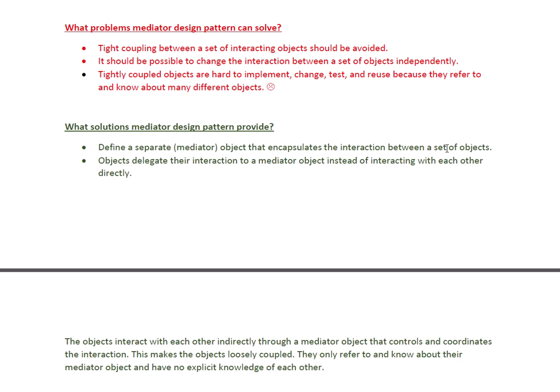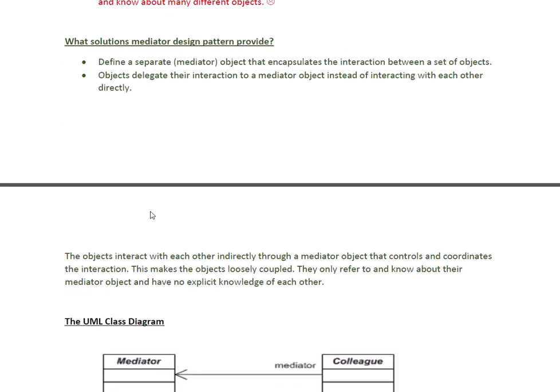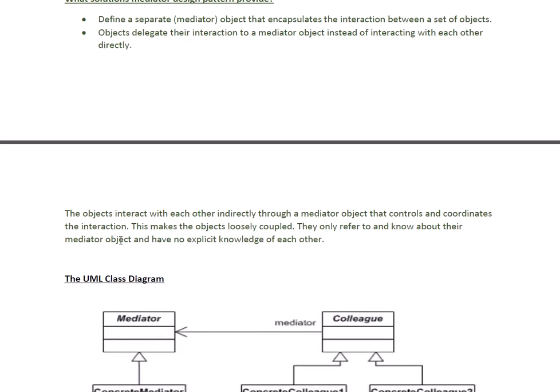How it is going to happen, I'm going to show you with a code example. Okay, so objects delegate their interaction to a mediator object instead of interacting with each other directly, as I already explained. The objects interact with each other indirectly through a mediator object that controls and coordinates the interaction, because it's completely the responsibility of the mediator to control and coordinate the interactions.